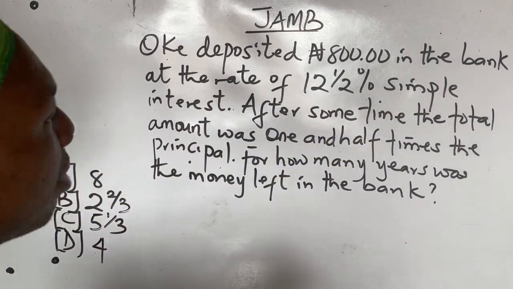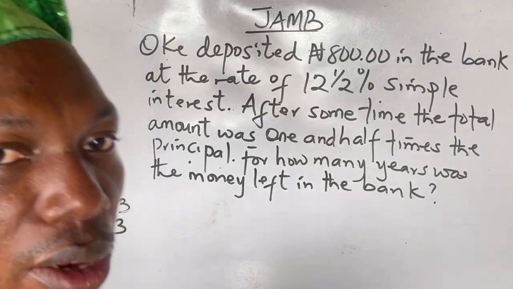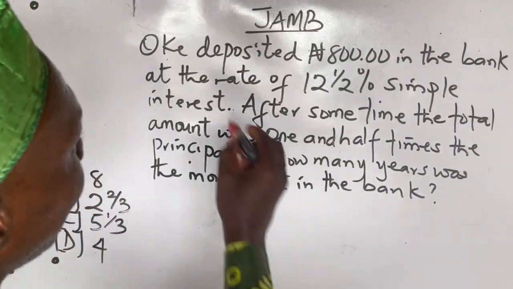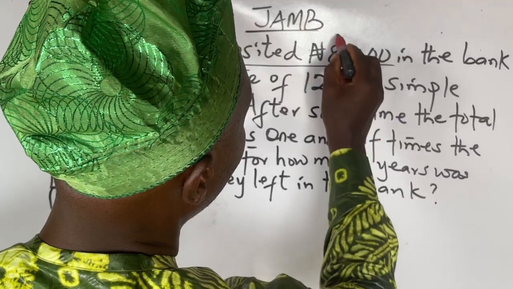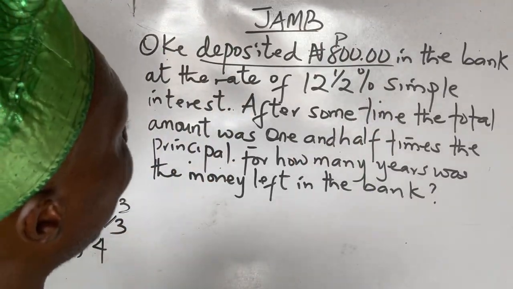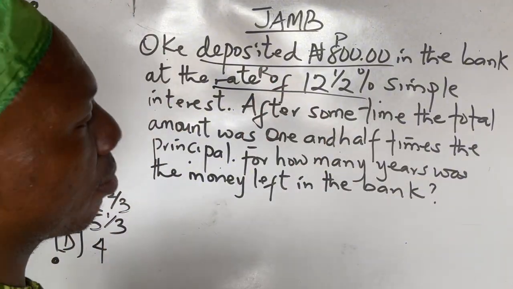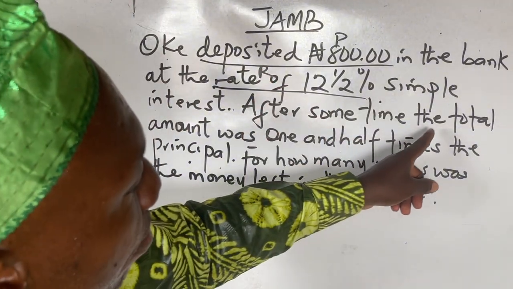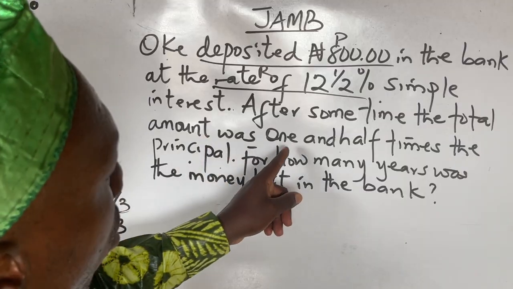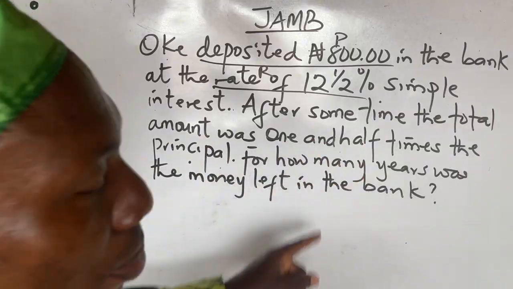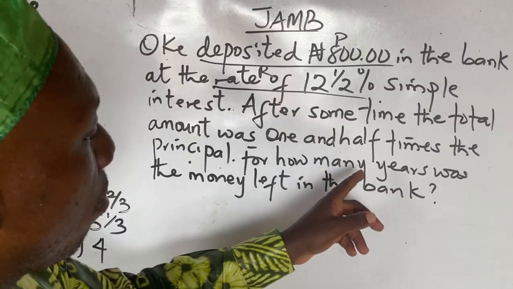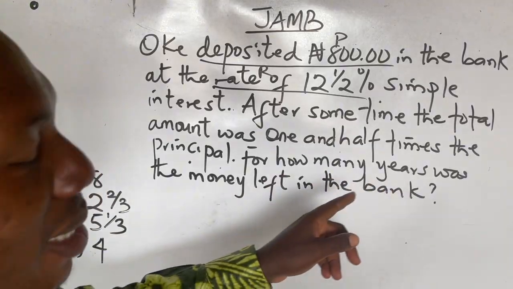Now what deposited means: anytime you see the word deposited or borrowed or invested, it means that's the principal. So let's call it P, at a rate of 12.5%, that is our R. After some time, the total amount was 1.5 times the principal. For how many years was the money left in the bank?